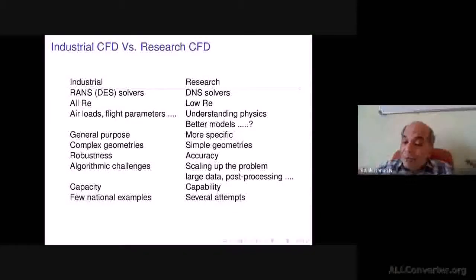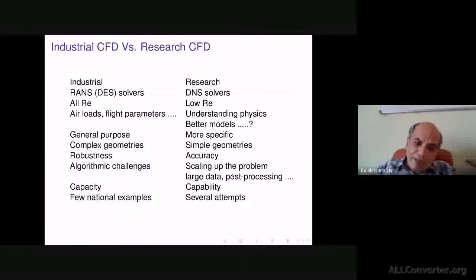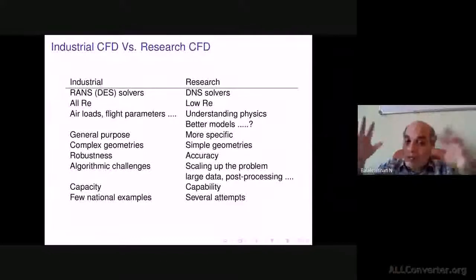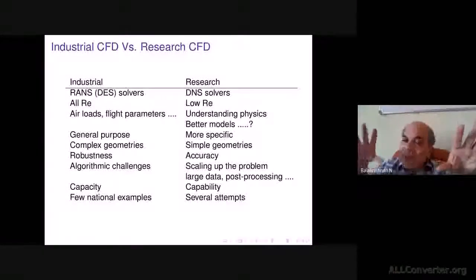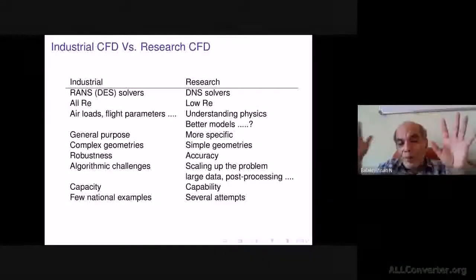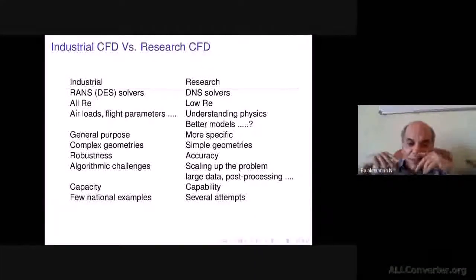For example, I know at Stanford University, they have what is called the Center for Turbulence Research. So you will see that there is some postdoc who will sit and generate large scale data, and there will be some other postdoc who is employed for just looking at the data. So essentially, that's a very, very common thing. So the challenge for industrial CFD is very different from that of academic or research CFD.